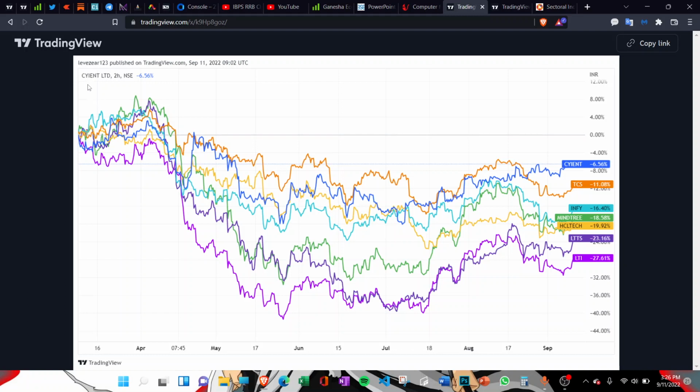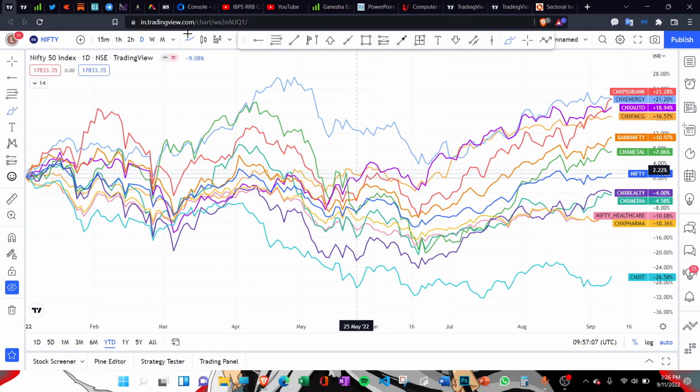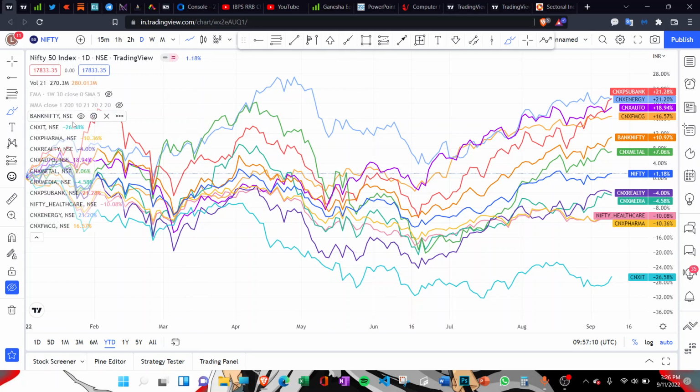And currently, if you see, Scient is outperforming its other peers. I'm just talking about the stocks belonging to the IT sector. As you can see, Scient is currently outperforming all other stocks belonging to the IT sector. It has fallen less as compared to the TCS, Infy, Mindtree, HCL, LTTS, and LTI. Let's take a look at a few other names as well. Let me remove all these first.